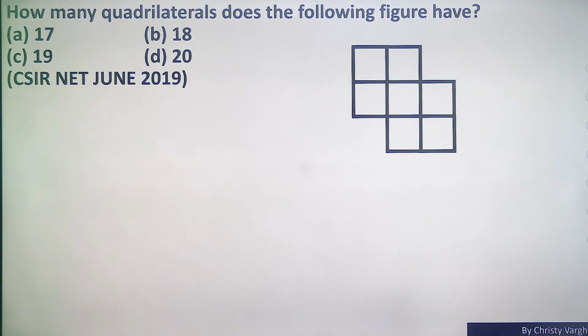Try this and poll your answers. Any answers?